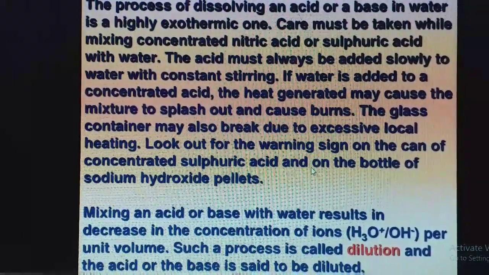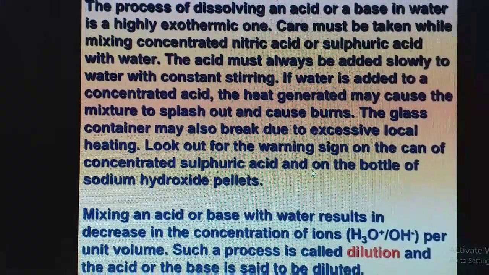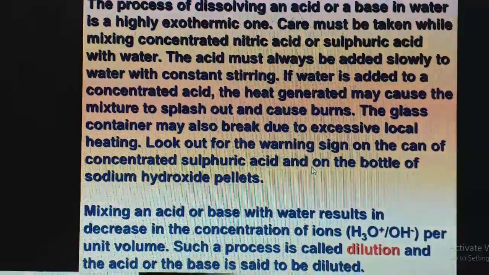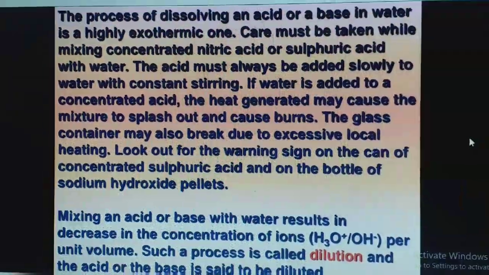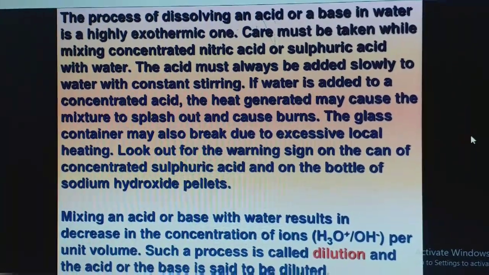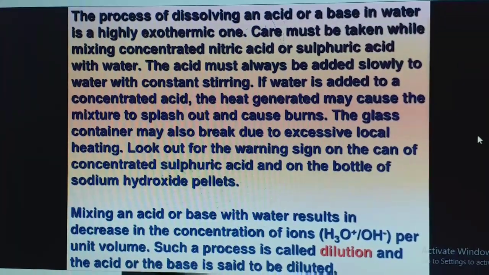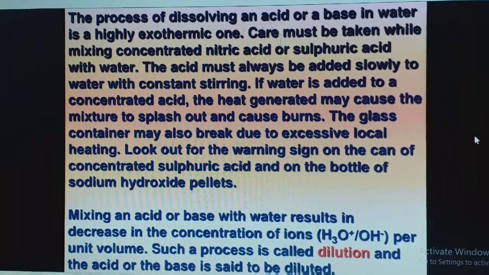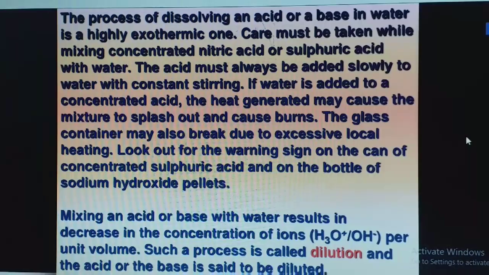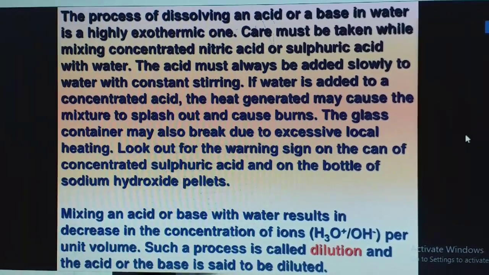So look out for the warning sign on the can of concentrated sulfuric acid and on the bottle of sodium hydroxide pellets. Mixing an acid or base with water results in a decrease in the concentration of H+ ions or OH- ions per unit volume. Such a process is called dilution, and the acid or the base is said to be diluted.